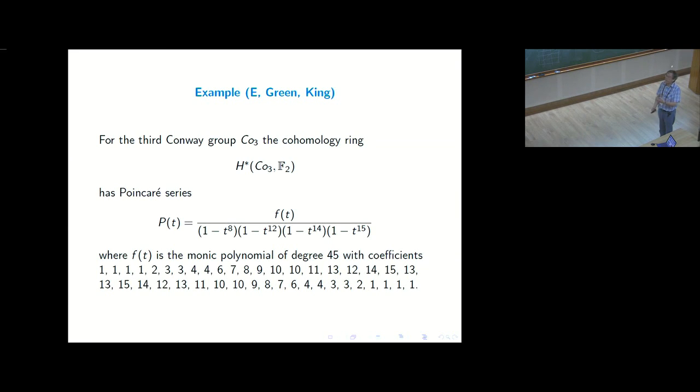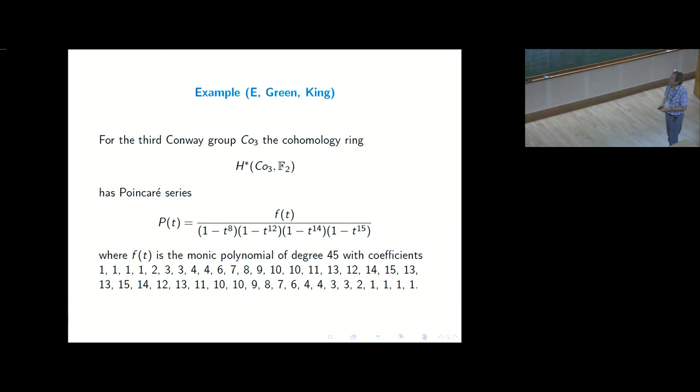If you can calculate the cohomology ring, you can use Cartan-Eilenberg, and then what you find is that the Poincare series is an infinite sum, and if you expand this out, you get the correct dimensions. So that is a formula for the dimensions that I'm interested in. And what's f(t)? Well, it's a monic polynomial where those are the coefficients. So why do we do that?